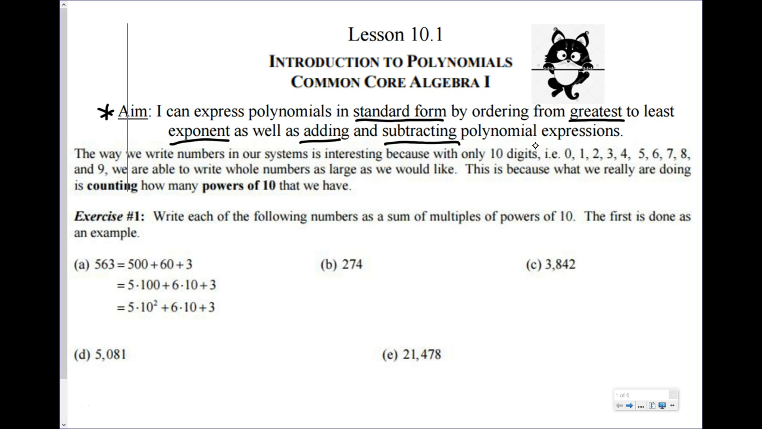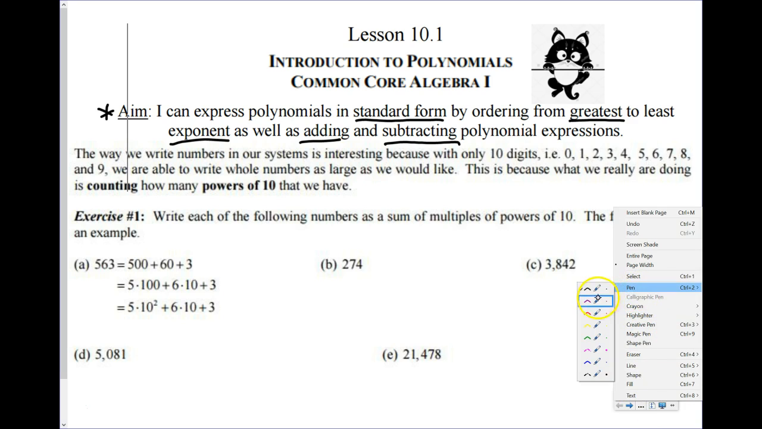So let's read. The way we write numbers in our system is interesting because with only 10 digits, i.e. the numbers 1 through 9, we're able to write whole numbers as large as we would like. This is because what we're really doing is counting how many powers of 10 that we have. So example 1, write each of the following numbers as a sum of multiples of powers of 10. So this first exercise is kind of introducing you to the idea of number sense and how we write our numbers. This is going to connect to polynomials shortly.